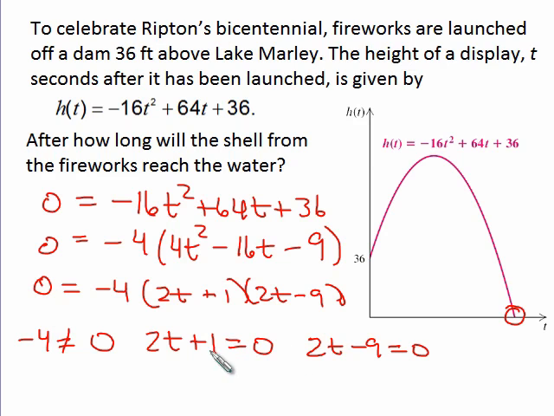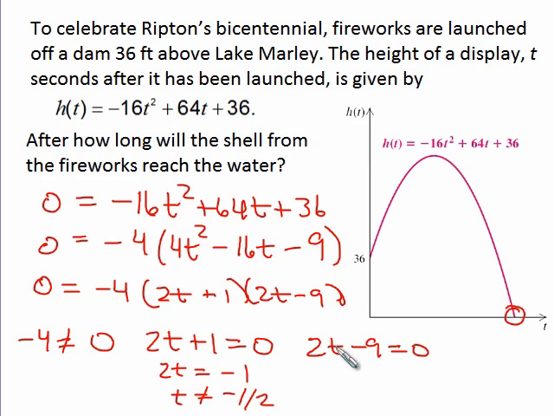So in the first one, I'm subtracting 1 from both sides. So I get 2t is negative 1 and divide by 2. So t is negative 1/2. But realize that t is the time in this problem. We're looking for how long it takes to hit the ground. So time can't be negative in this particular problem.